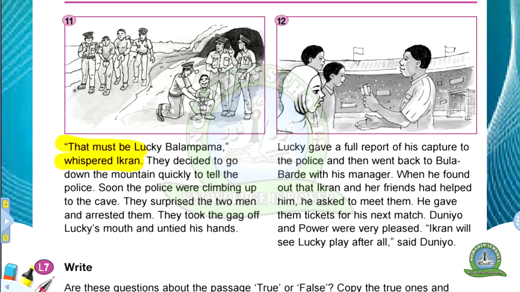They decided to go down the mountain quickly to tell the police. Soon the police were climbing up to the cave. They surprised the two men and arrested them. They took the gag off Lucky's mouth and untied his hands.